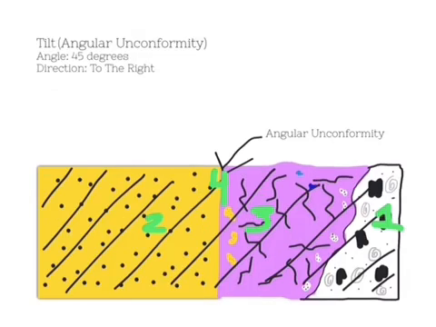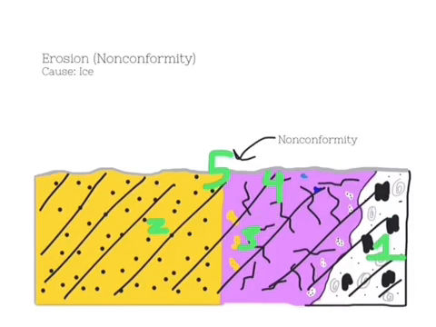The fourth thing that happened, after layers 1 through 3 were deposited, an angular unconformity happened. These layers were all tilted at a 45-degree angle to the right. The fifth thing that formed, on top of layers 1 through 3, erosion happened, which was caused by ice.